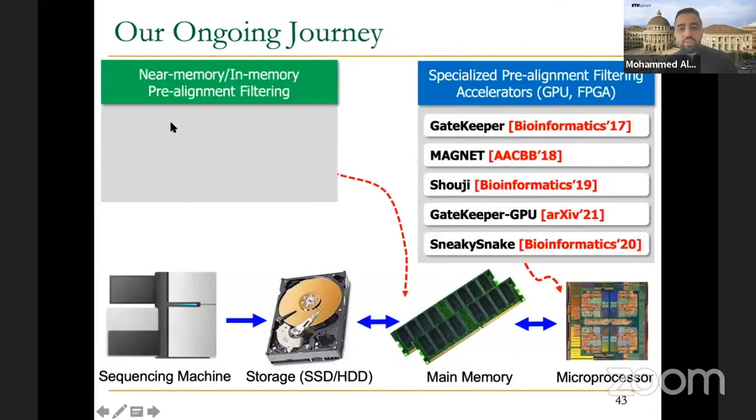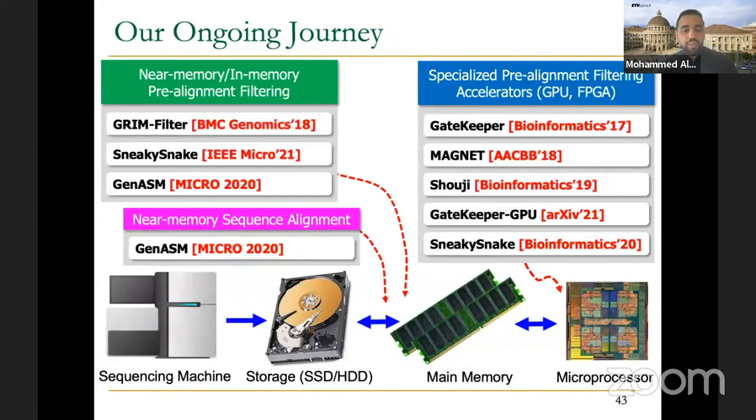Now, there are also other efforts from our group on accelerating read mapping, as you can see. For us, GateKeeper can be under this category, replacing the CPU with a specialized core, but we still suffer from the memory bottleneck, for example, or a storage problem, moving the data from the storage all the way to main memory to the FPGA itself.